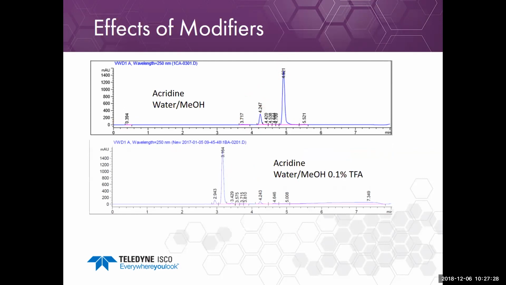You also note the distance between the acridine and this impurity is greatly reduced. I've also changed the selectivity somewhat, although not necessarily in a positive way for this example. However, for this run, we would still be able to purify the acridine from the impurity on a preparative system.